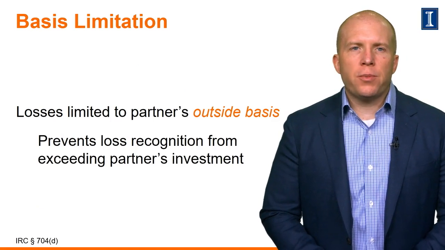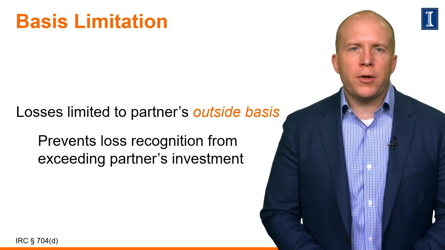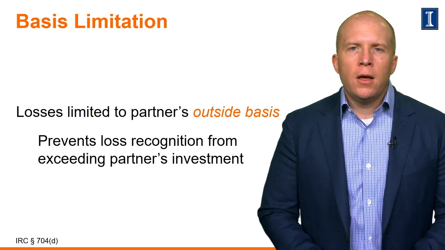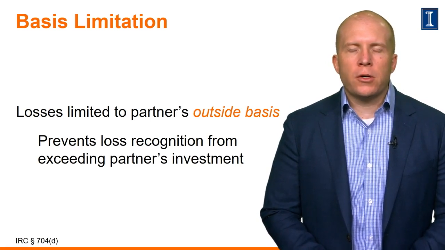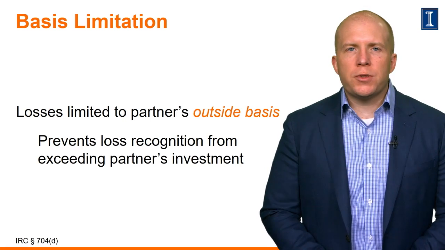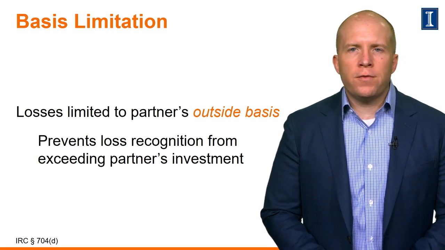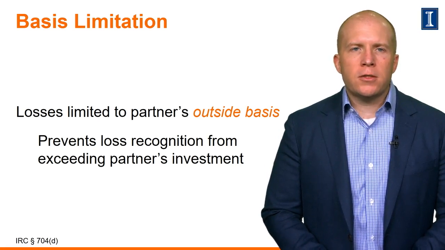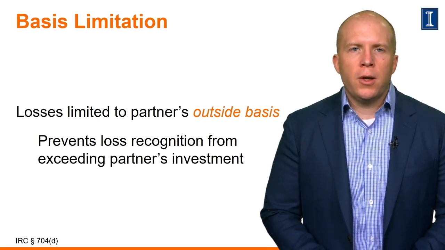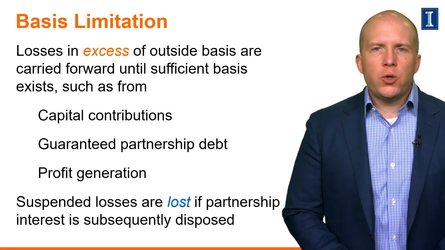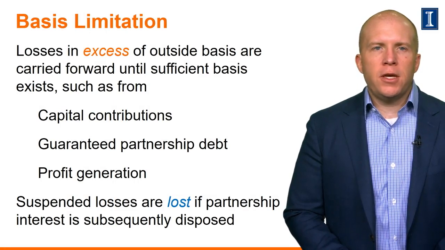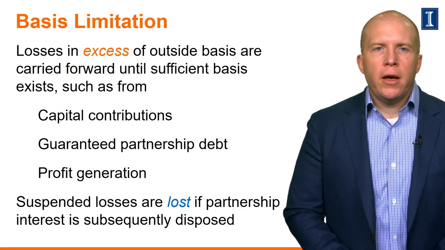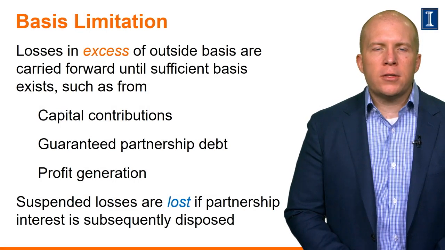First, the basis limitation provides that the amount of partnership losses a partner can use to offset other sources of income is limited to the partner's outside basis in the partnership. This limitation makes conceptual sense because outside basis reflects a partner's investment in a partnership. Consequently, partners are not permitted to recognize partnership losses in excess of their investment in the partnership, as it would be challenging to explain and account for on the tax return. Any losses allocated to a partner that cannot be recognized because they exceed the partner's outside basis are suspended and carried forward indefinitely until the partner has a sufficient amount of outside basis to recognize the losses.